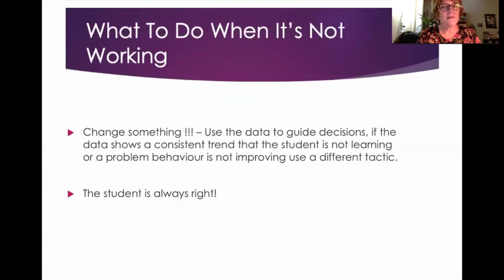Okay, so when something's not working, when that data is going like this, you need to change something. Use that data to figure out when that needs to happen. And you need to change the tactic, or you need to change maybe the environment or whatever. Something needs to change. The student is always right. And this is kind of hard for some teachers, because teachers always feel like if the child just went home and did their homework, everything would be fine. But sometimes we have to look at, how did we teach it? Did we break it down enough, or was it just too much for the child?